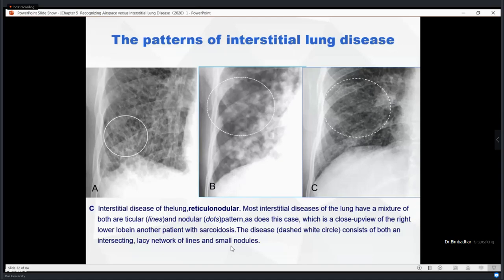This reticulonodular pattern suggests that the patient has progressed into a chronic condition. Okay, sarcoidosis, acute sarcoidosis, and chronic sarcoidosis. We generally say that if it is called a reticulonodular pattern, it is the chronic one. Okay, so it is called the reticulonodular pattern.